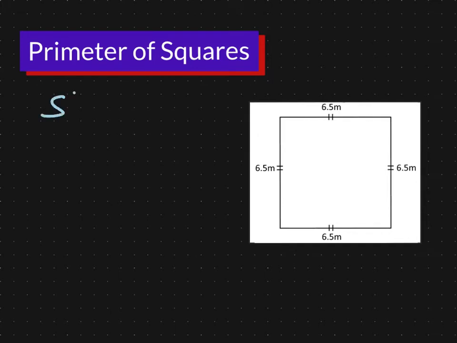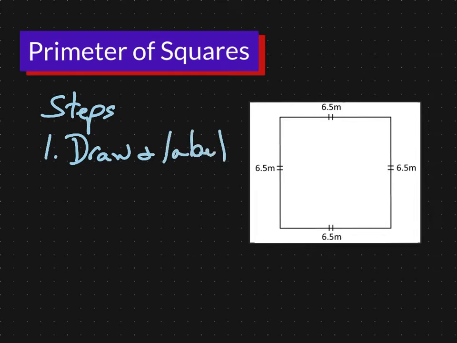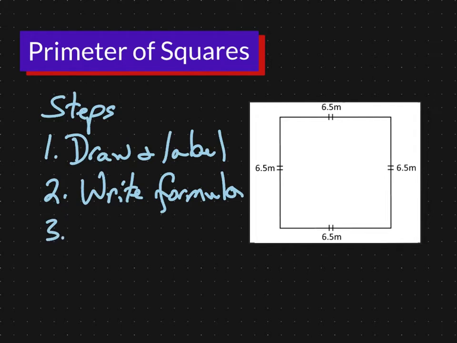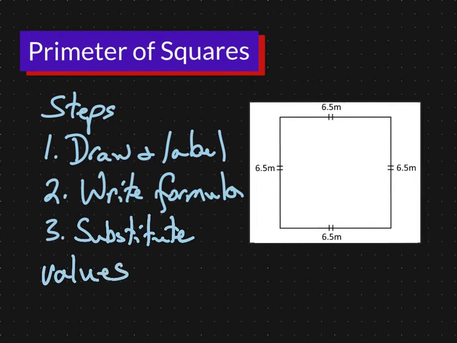So steps to calculate perimeter. First, you're going to draw the figure, and then you're going to label the sides. And in this case, we don't have to do it because it's drawn and labeled for us. Second, we're going to write the formula. And finally, we're going to substitute or insert the values and solve.